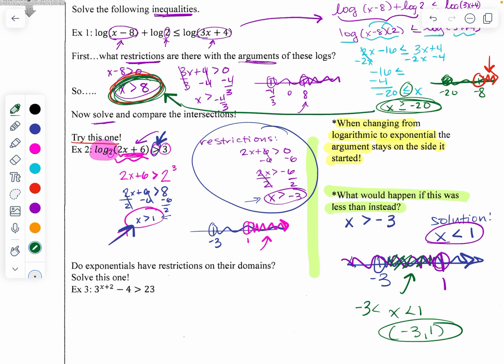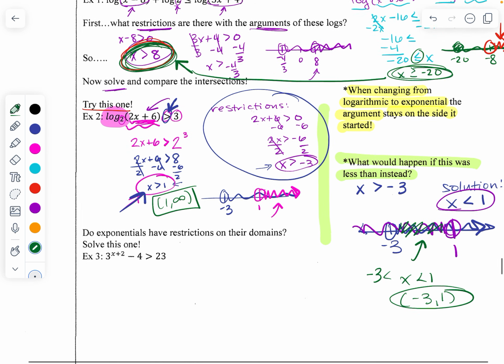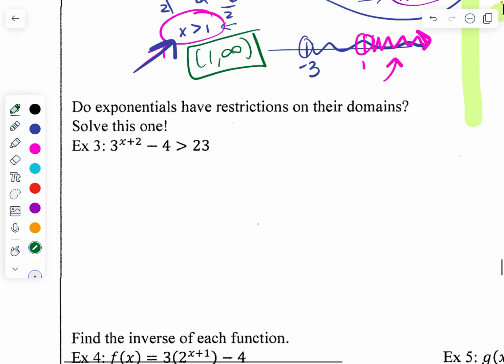Same thing here. If we were to solve the first time and put that in interval notation, we know that it would have to be from 1 to infinity in interval notation. Okay? So let's work on example number 3.